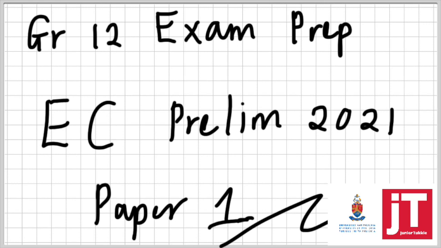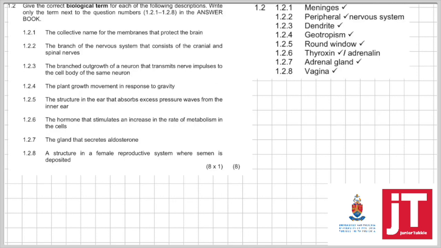This video I have prepared for the grade 12s to help them with their final exam preparation. In this video we will look at the Eastern Cape Prelim 2021 Paper 1. Right, question 1.2. Give the correct biological term for each of the following descriptions. Write only the term next to the question numbers.